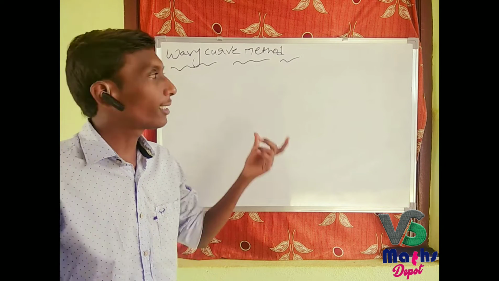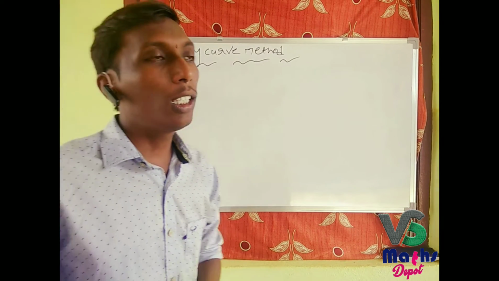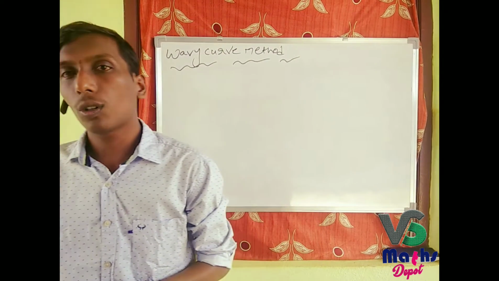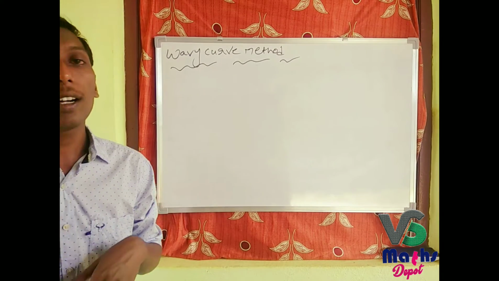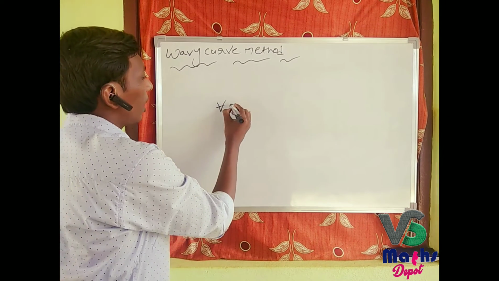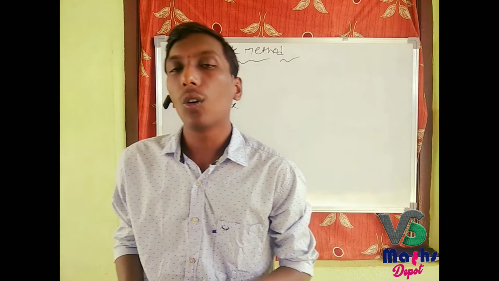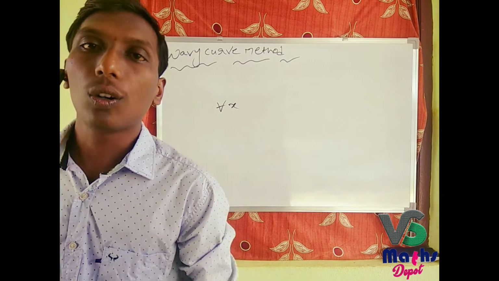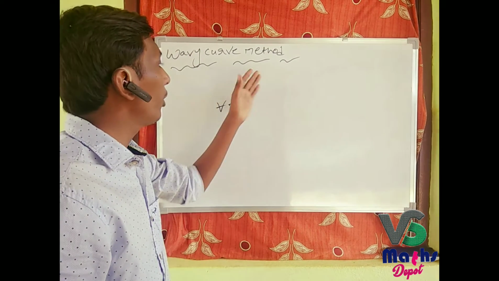Now I want to discuss the wavy curve method. The wavy curve method is used to discuss the nature of the function f of x, for all values of x: where the function is greater than 0, where the function is less than 0, where the function is equal to 0, we can decide by using the wavy curve method.